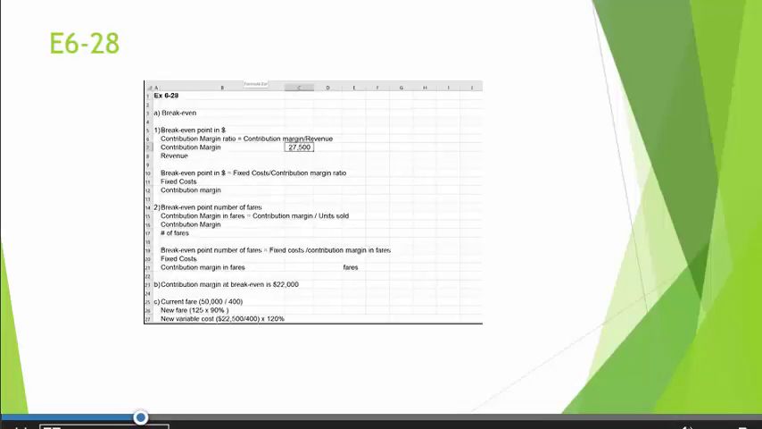Our contribution margin is $27,500. I'm pulling that from their income statement. Their revenue is $50,000. So our contribution margin ratio is 55%. So 55% of all sales goes to the contribution margin, which means 45% is variable cost.